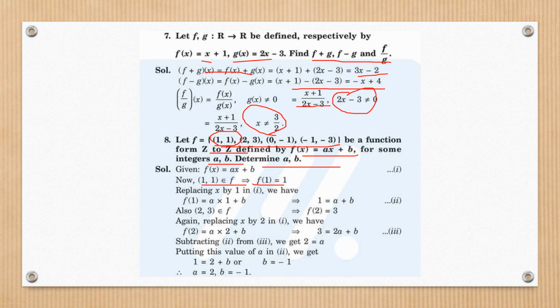So put it here. In place of x, I'll get a plus b equal to f of 1, which is 1. So a plus b is 1. This is the first equation. Take the second pair also. (2, 3) belongs to f, meaning 2a plus b is equal to 3 because f of 2 is 3. Now solve using simultaneous linear equations and you'll get a as 2 and b as minus 1.